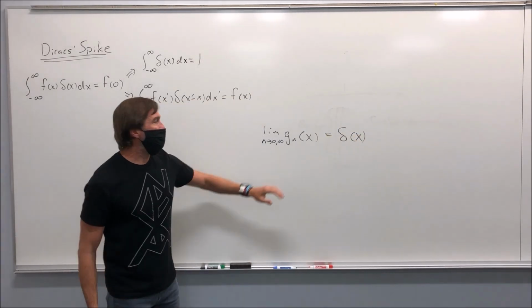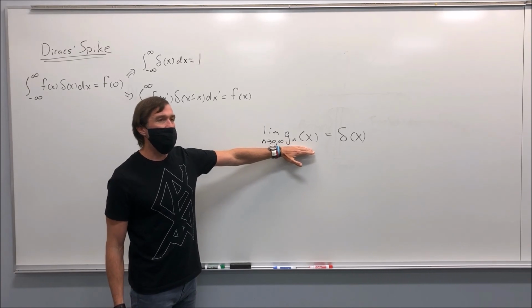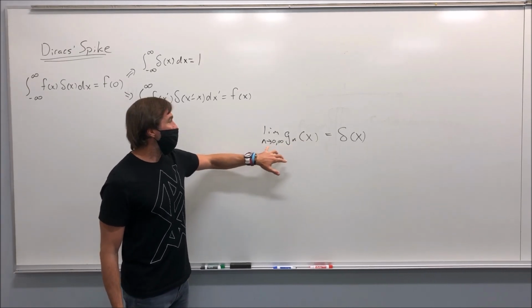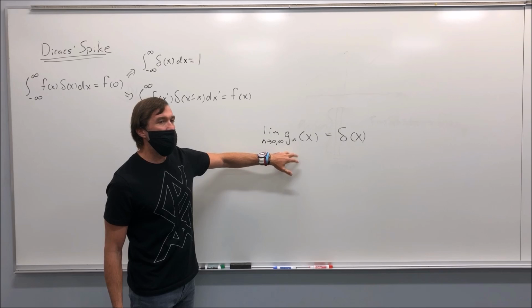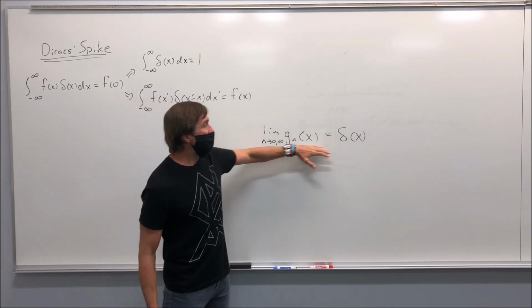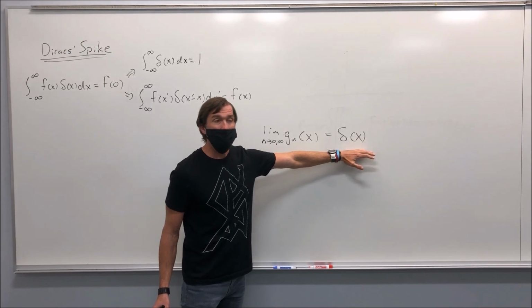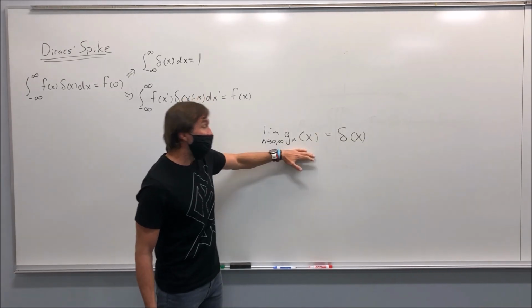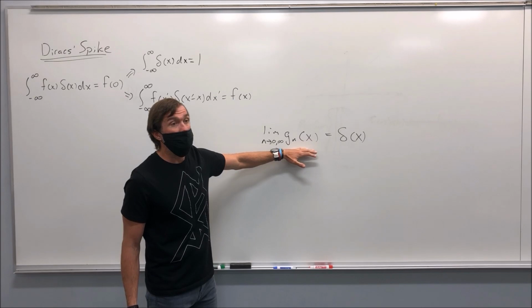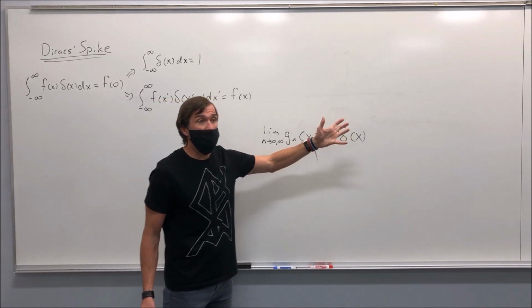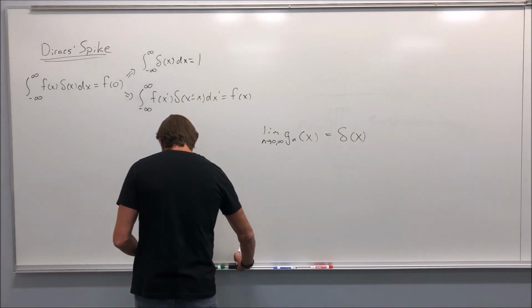But what we're interested in is a sequence of functions such that in the limit on n, this sequence converges to the delta function. And the good thing about this is these are just regular functions. It's just their ultimate limit is the delta function.